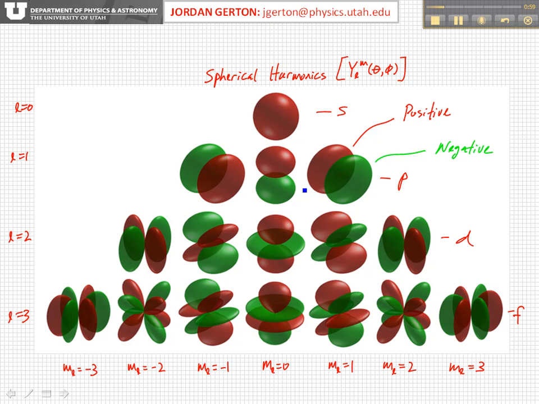And we see again that for any ML state which is non-zero, if we look directly up, we see that there's zero probability density. That corresponds to, along the up or down, the z-axis.